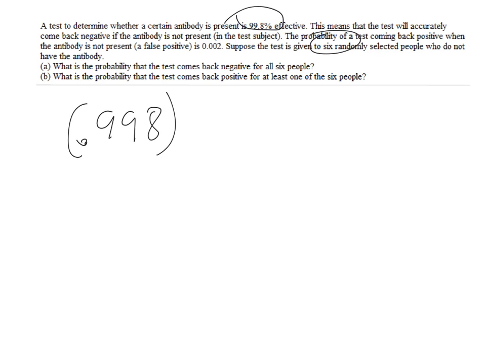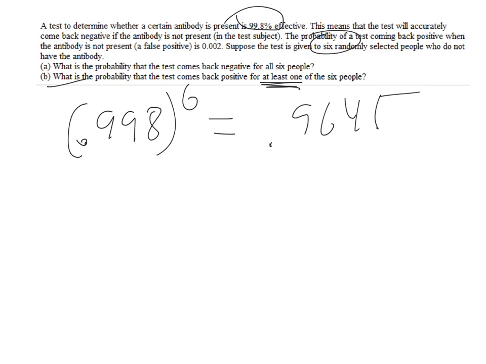So for part A, you're just going to take that probability and raise it to the 6th power, and that is, let's see, if we go to 4 decimal places, 0.9645.